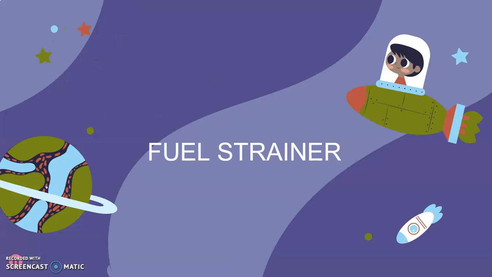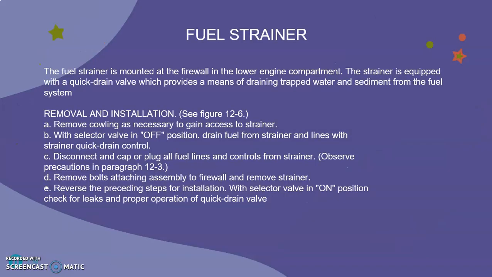Okay, the next part is the fuel strainer. The fuel strainer is mounted on the firewall in the lower engine compartment. The strainer is equipped with a quick drain valve, which provides a means of draining trapped water and sediment from the fuel system. Okay, this is removal and installation like the other parts of the fuel system.